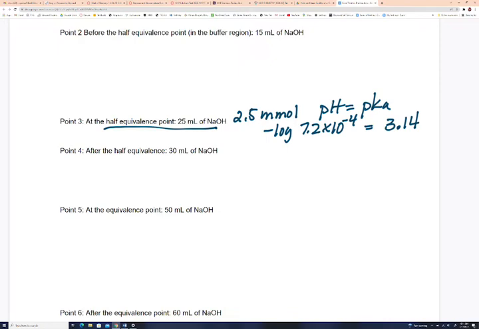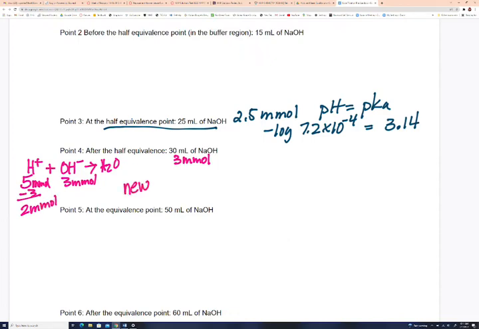Okay? And now if we were going to go slightly past the half equivalence, but we haven't made it to the equivalence, just to see what that would look like. So we have 30 milliliters, right? 30 milliliters would be 3 millimoles, right? 30 times 0.1. So again, back to the H plus OH minus, making water. We had 5 here. We now have 3 millimoles. And so 5 minus 3 leaves us with 2. Our new volume is 50 plus 30, which is 80 milliliters. So again, H plus is going to be equal to Ka, and then acid over base.